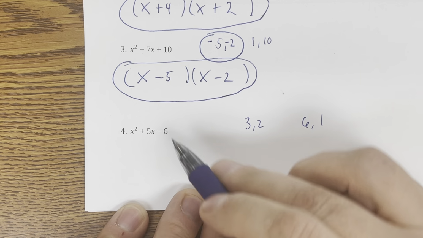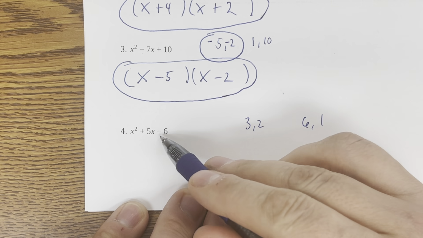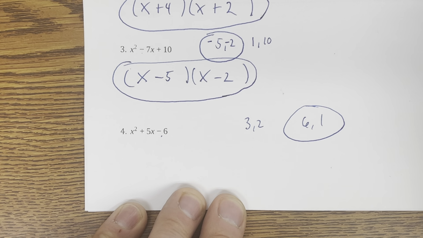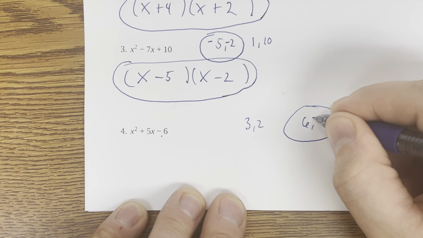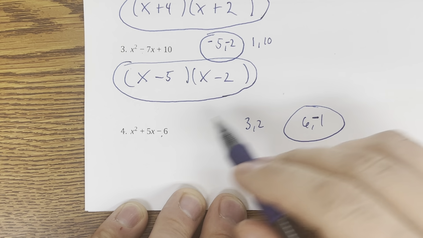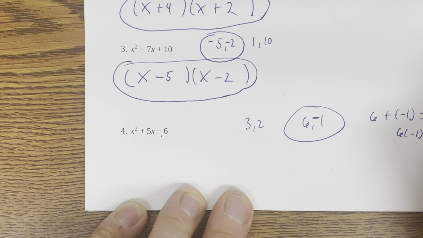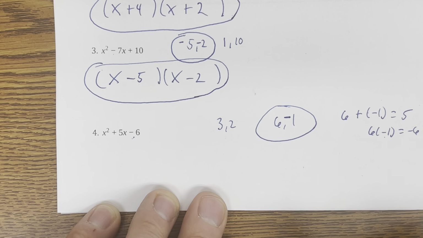Now 3 plus 2 is 5, but not with a positive and a negative, because we need to get a negative 6. So for us to get a negative 6, we're going to have to use this one, a positive 6 and a negative 1. Then those add up to positive 5. 6 plus negative 1 is indeed equal to 5. 6 times negative 1 is equal to negative 6. So we have the factors, negative 6, that add up to positive 5.